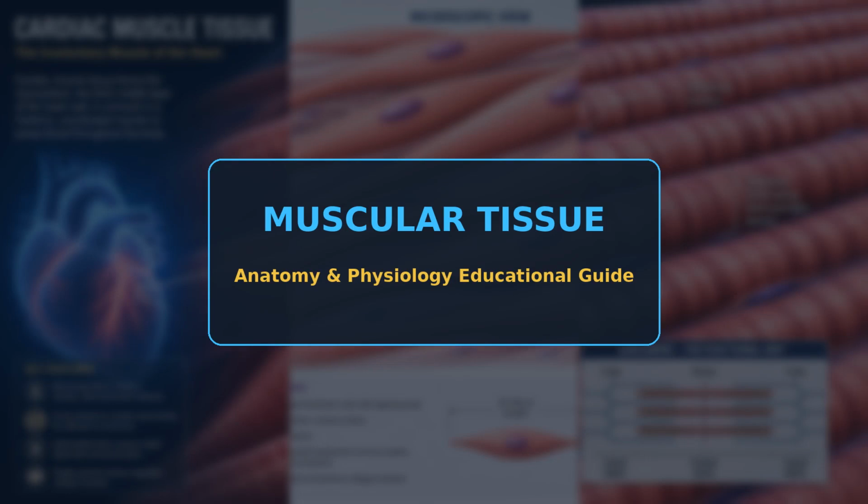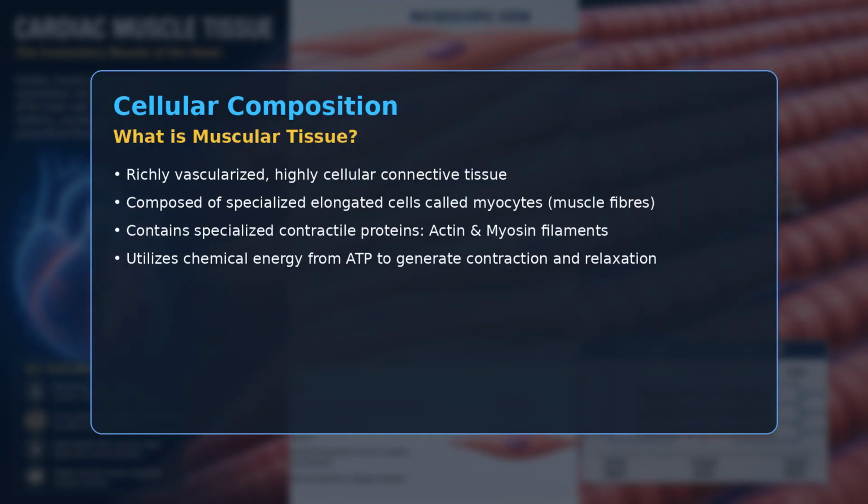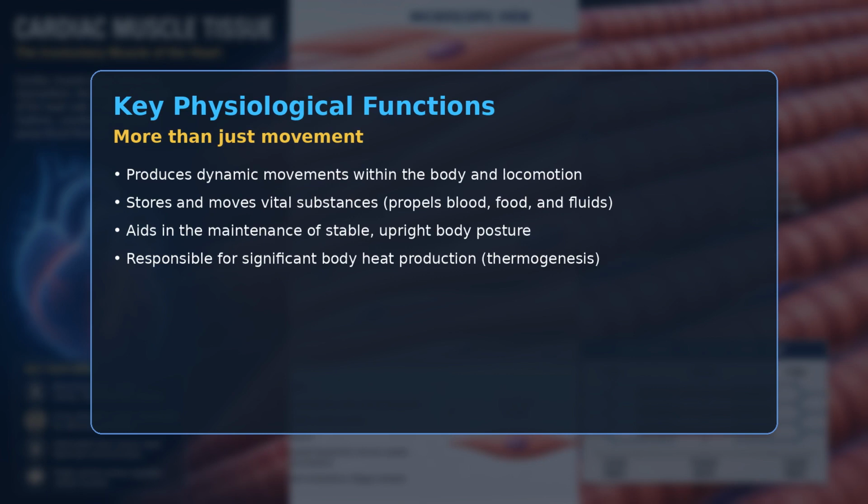Welcome to this animated educational journey into the anatomy and physiology of muscular tissue. Muscle tissue is a richly vascularized, highly cellular tissue composed of elongated cells known as muscle fibers or myocytes. Inside these myocytes are specialized contractile proteins called actin and myosin filaments. By utilizing energy from ATP, these filaments slide past one another to generate powerful contractions and smooth relaxations.